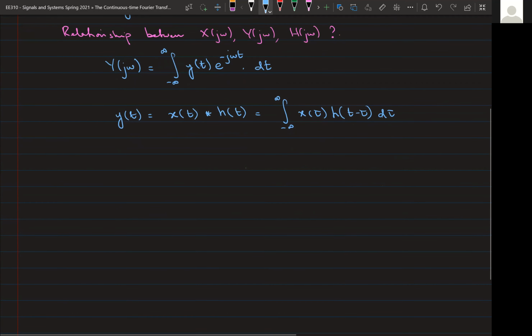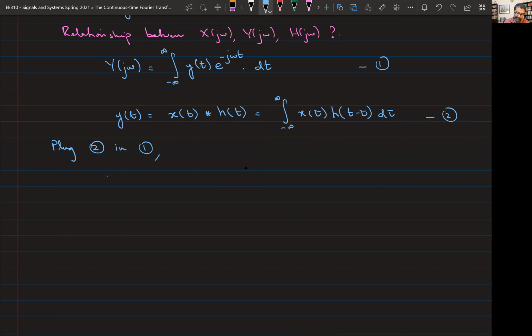All right. So this is y of t. Let me just plug this back in, right? So if this is equation 2 and this is equation 1, let's plug in 2 into 1. And from here, what I'm going to get is y of j omega. Now I'm going to have two integrals. One of the integrals is going to be over t. The other one is going to be over tau, right? So this is another integral here, minus infinity to plus infinity, of x of tau times h of t minus tau times d tau, and times e raised to the minus j omega t times dt, right?